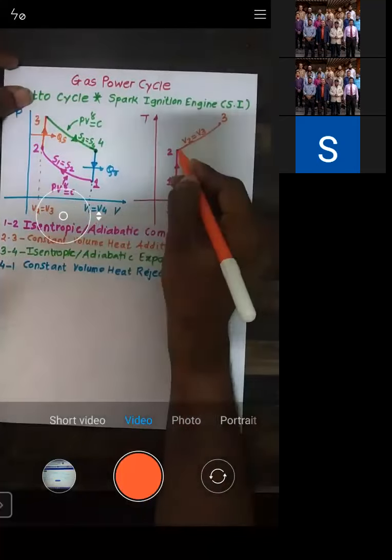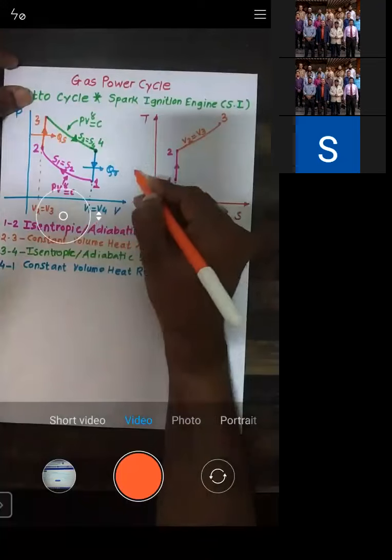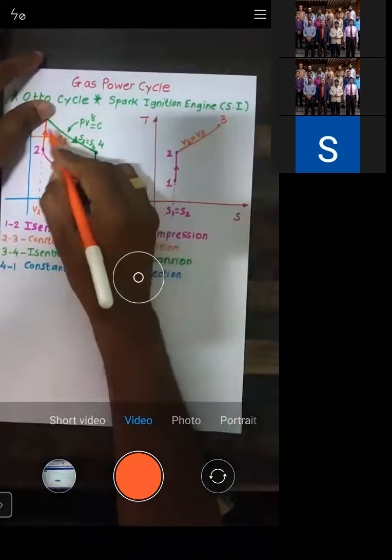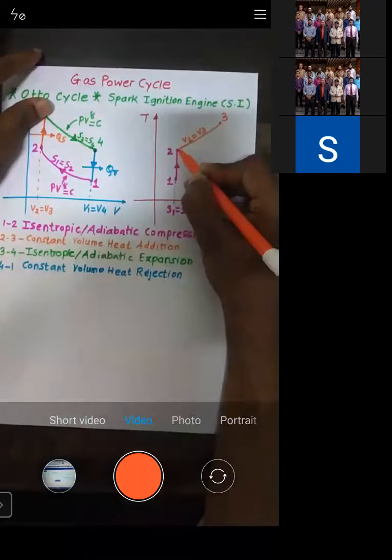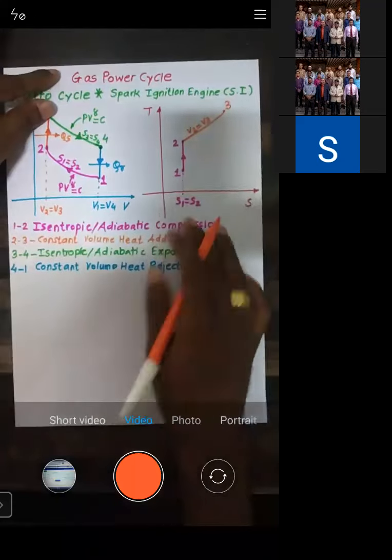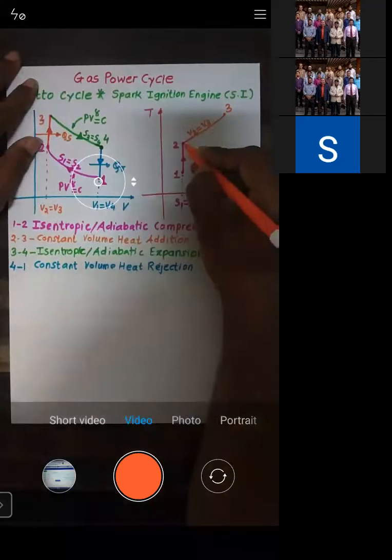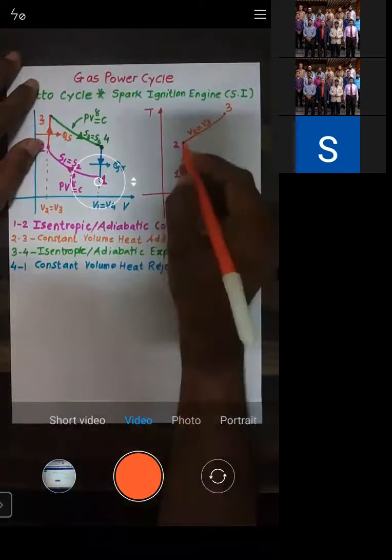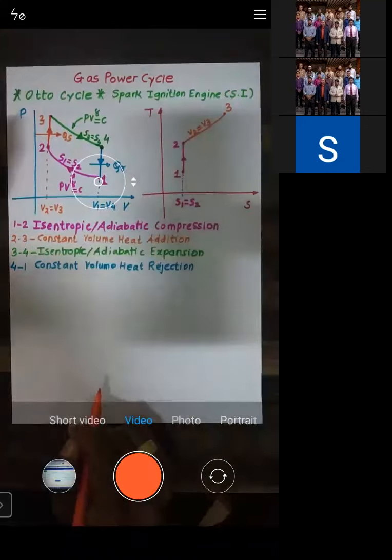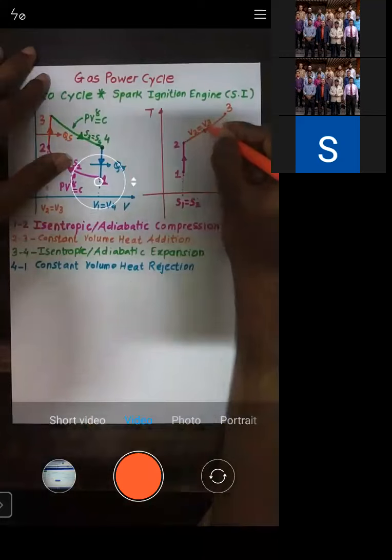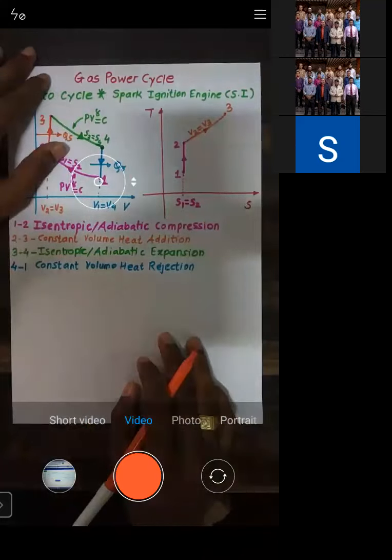If I move on the left hand side, temperature will decrease as well as entropy will decrease. So this I don't want. What I want, as I'm adding heat, is that temperature as well as entropy should increase. This is possible only when I move on the right hand side of the constant volume line which is passing through point number 2. Is that okay? Yes.